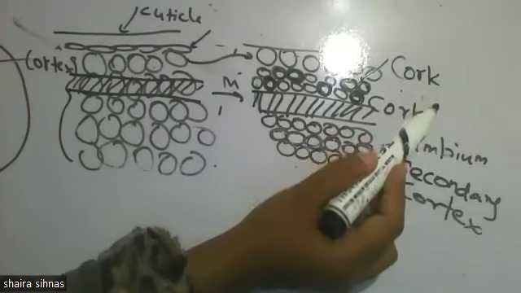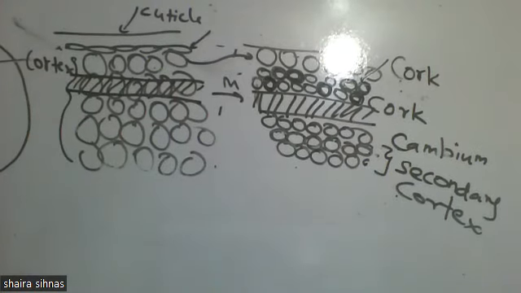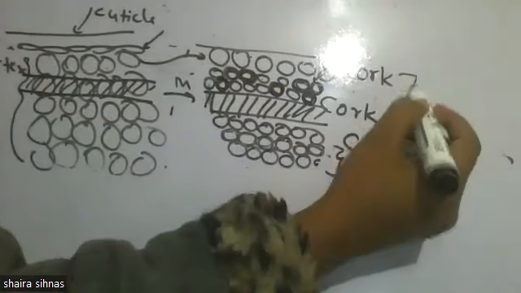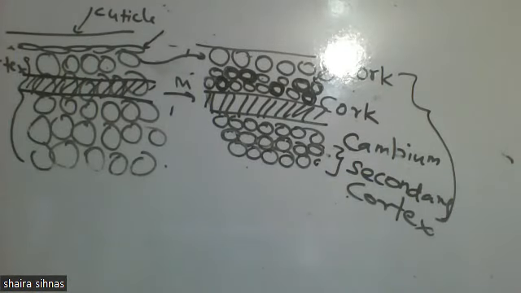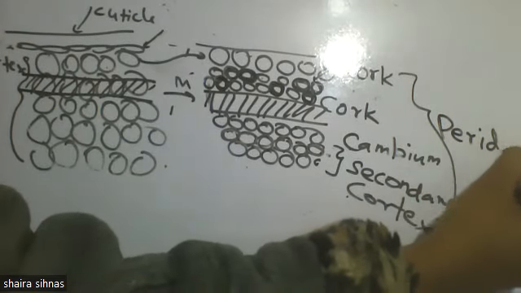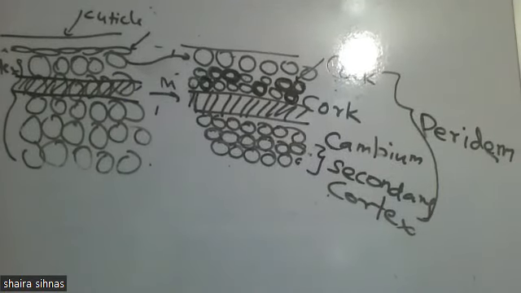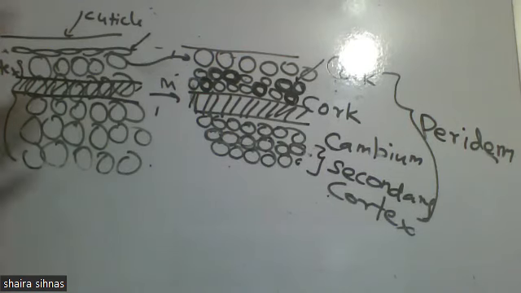Now see, so altogether cork, cork cambium, and secondary cortex, all of these three, okay, we call as what? We call them as periderm. You have this in the resource book, periderm. Okay, periderm. Okay, is that clear up to here? I hope it is clear, okay? Here, two new layers are formed. So one is the cork, the other one is the secondary cortex, right?